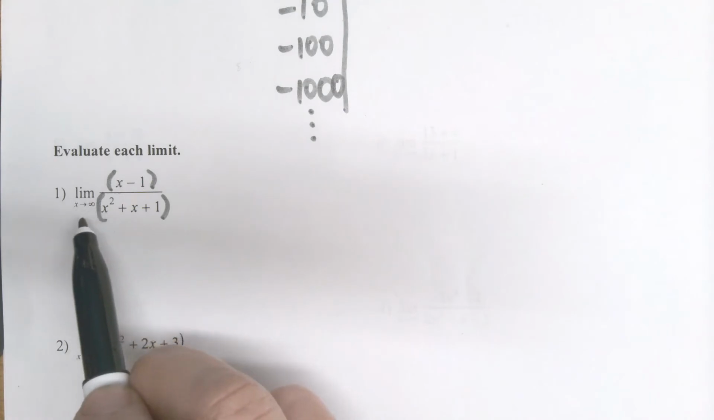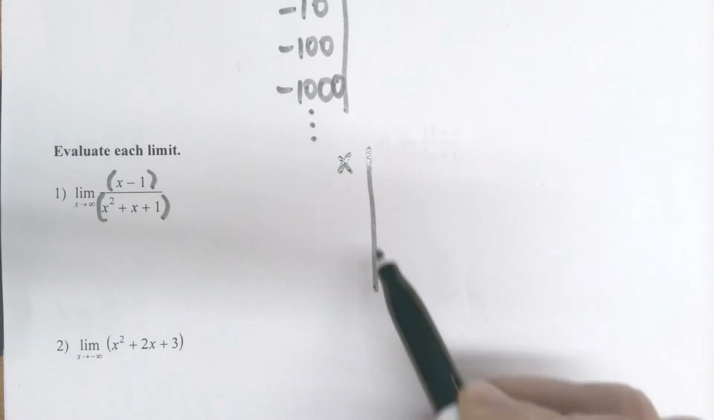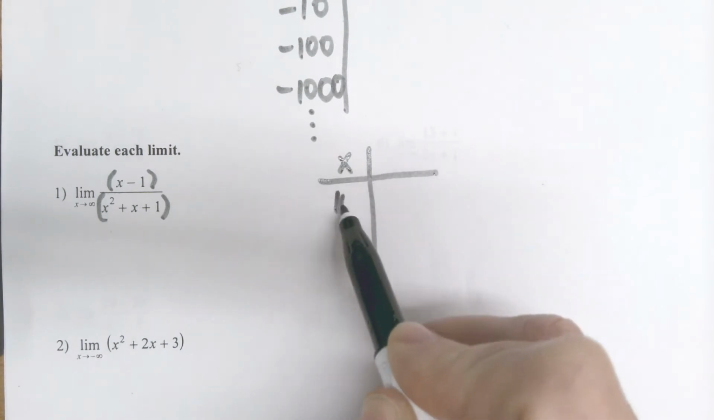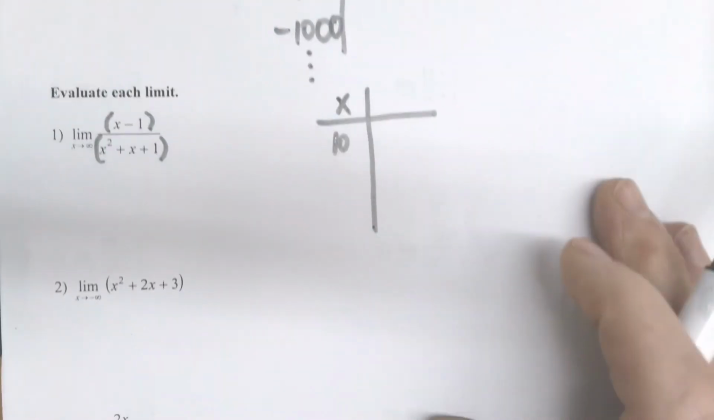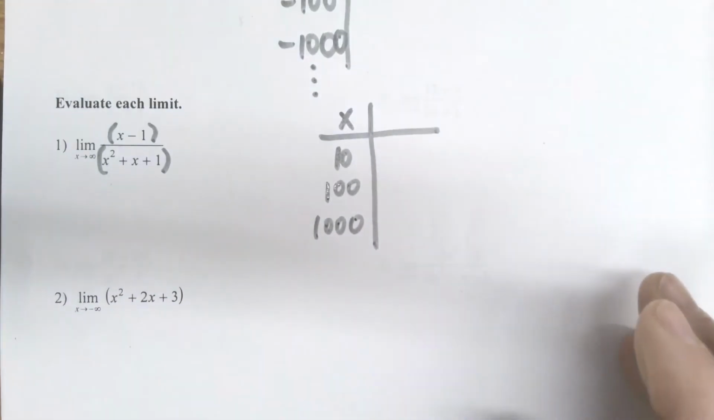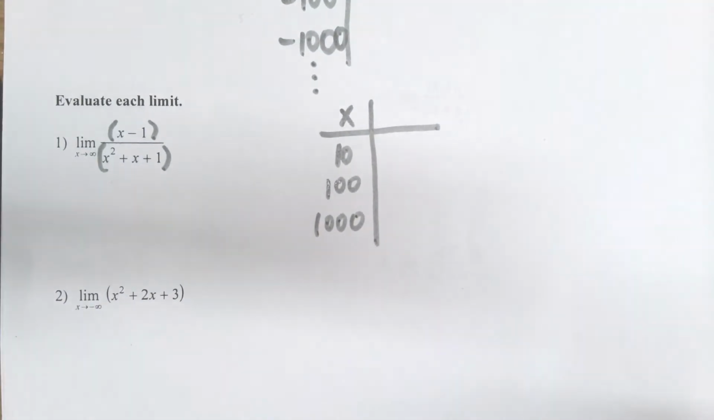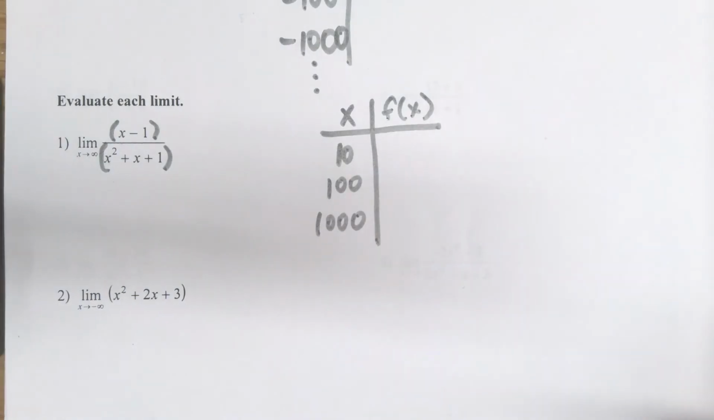Because I'm approaching positive infinity here, when I make my table, I'm going to just use, like I did in the previous example up here, 10, 100, and 1,000. So I'd like to have, again, you guys just plug those in and see if you get answers, and then we'll compare the answers that we get. I'm going to pause the video and then we'll fill that in when everybody's done.